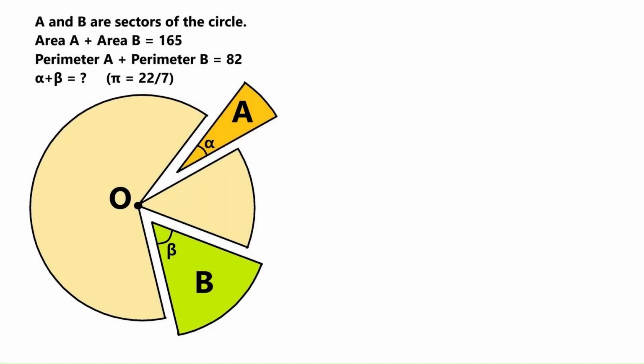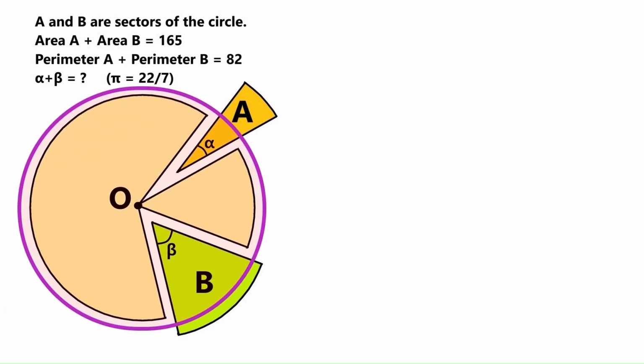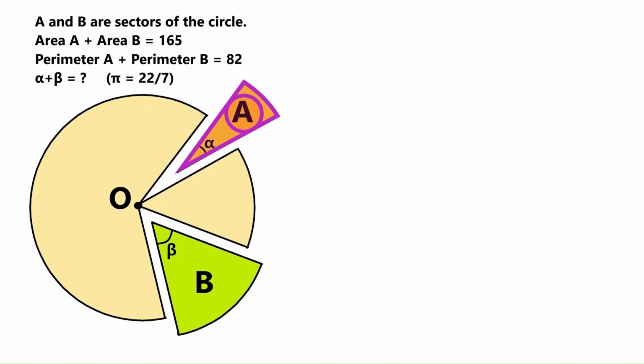In this fascinating geometry problem, we've got this circle, and this sector A has been cut out of it. The angle of sector A is alpha, and there's another sector B also cut out of the big circle, and the angle of sector B is beta.